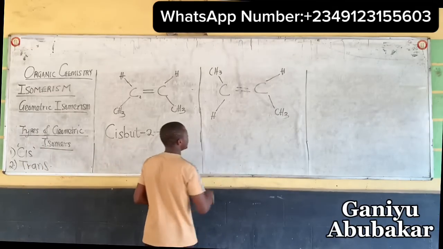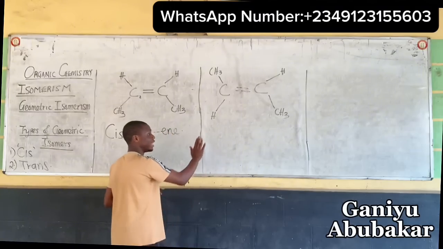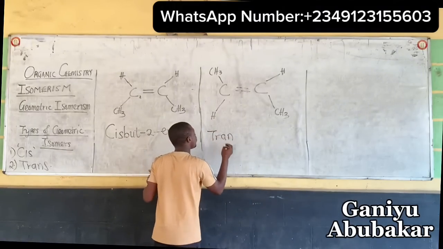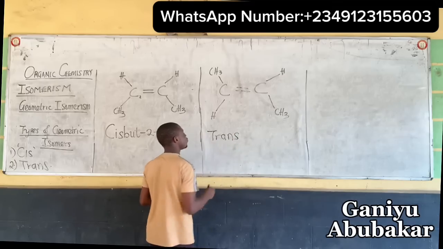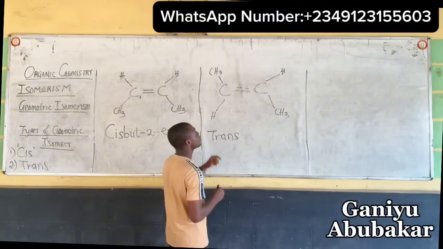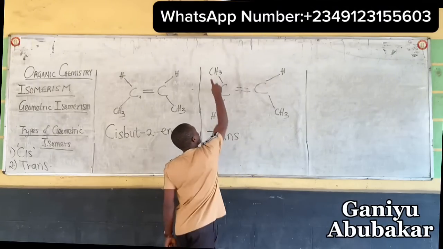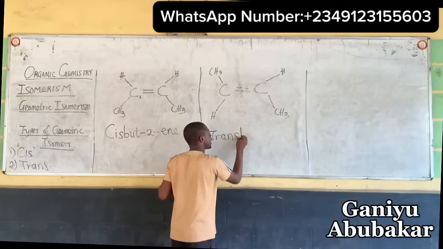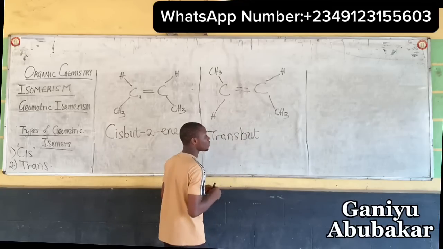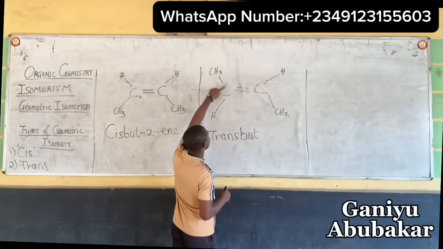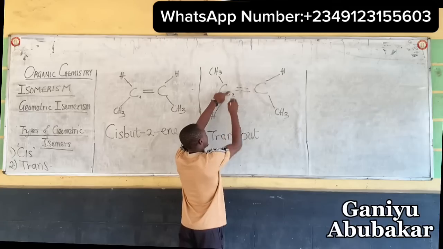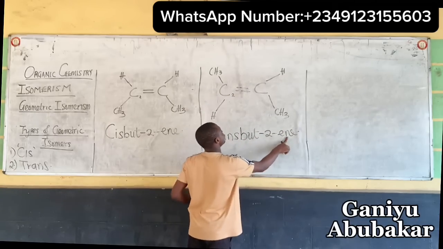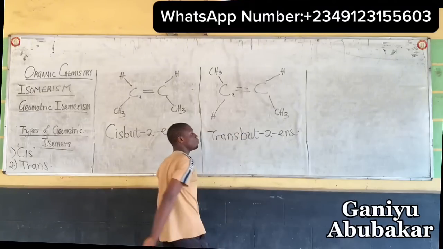Let's name this one. Of course, it's clear this one here is a trans system. That becomes trans what? Trans, count the longest chain. 1, 2, 3, 4. A 4 carbon atom is but. Trans-but. But what? This is 1, 2 double bond, carbon 2. That becomes but-2-ene. Why is it ene? Because there's an alkene double bond, right?